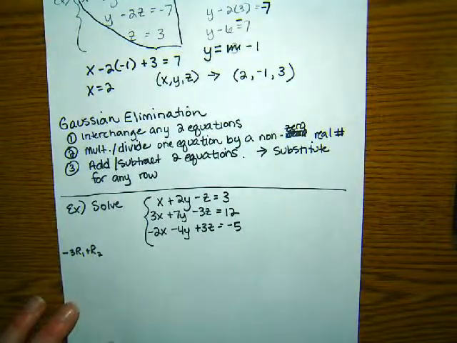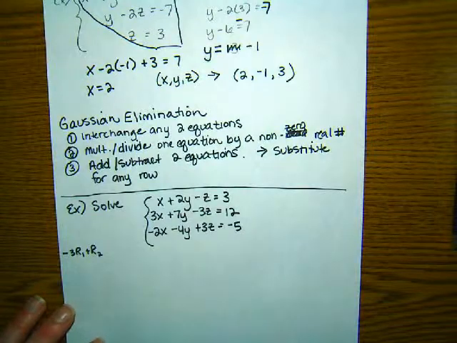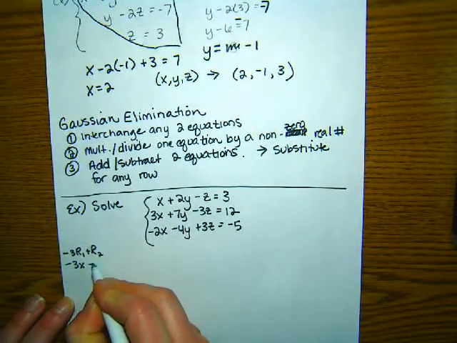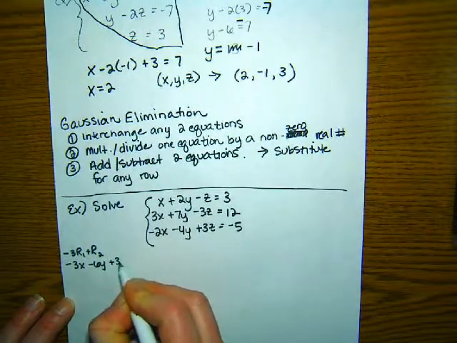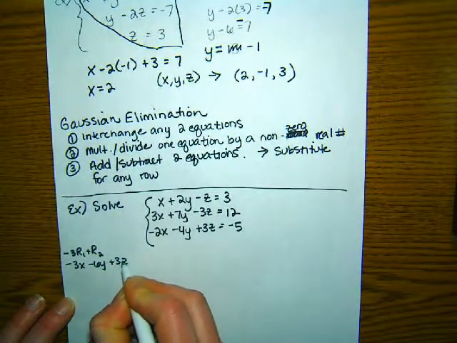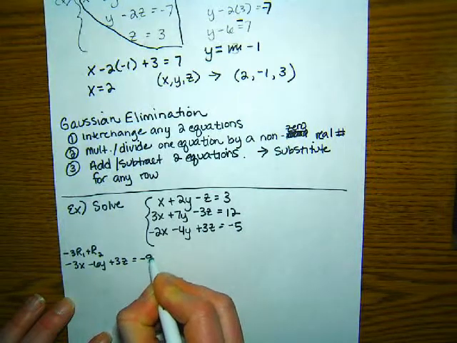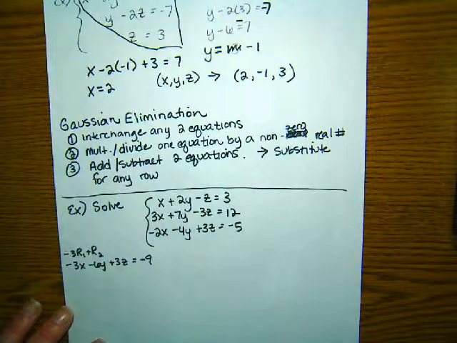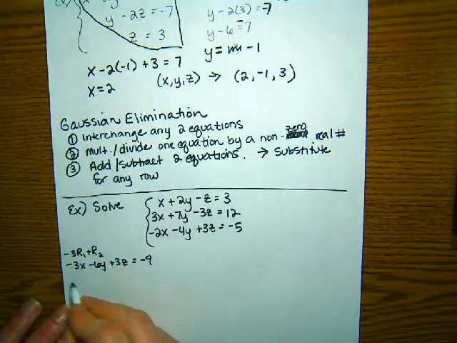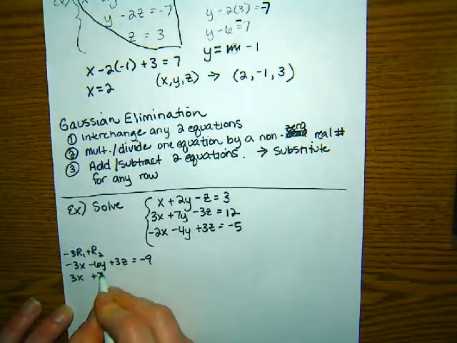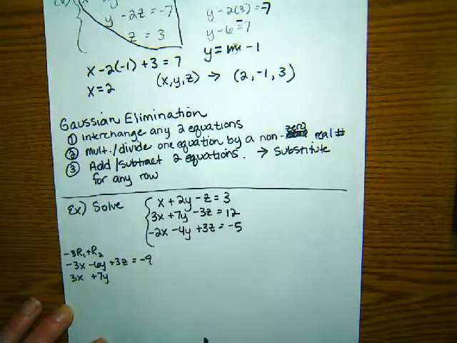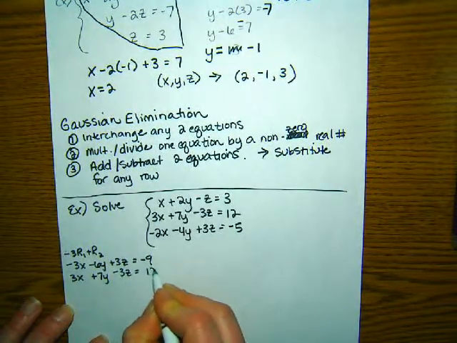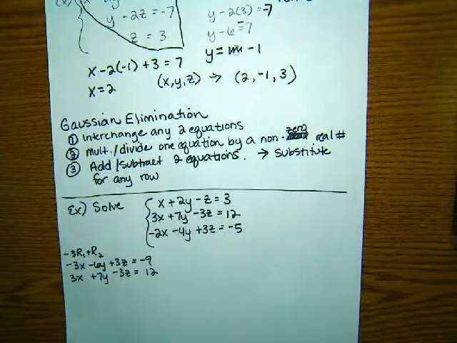What's negative 3 times row 1? Negative 3x minus 6y plus 3z equals negative 9. Do you guys agree with that? And then row 2 is 3x plus 7y minus 3z. Ooh, we get a 2 for 1 here. Normally that doesn't happen.